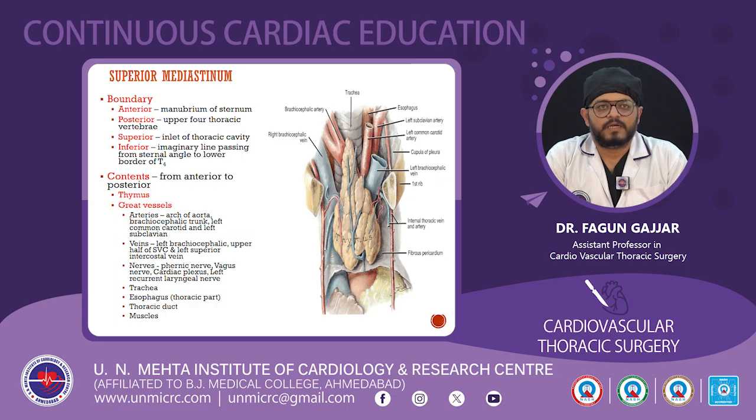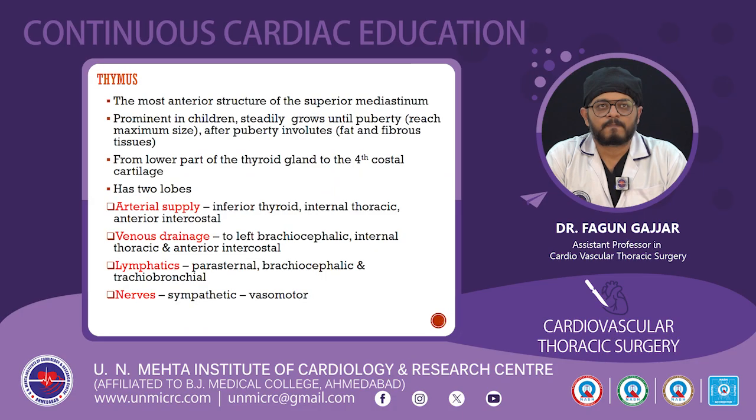The contents from anterior to posterior are the thymus and the great vessels. Great vessels include the arteries like the arch of aorta, brachiocephalic trunk, left common carotid, and left subclavian. Veins include the left brachiocephalic, upper half of SVC, and left superior intercostal vein. Nerves include the phrenic nerve, vagus nerve, cardiac plexus, left recurrent laryngeal nerve, and the hollow organs like trachea, esophagus, and thoracic duct, and the muscles.